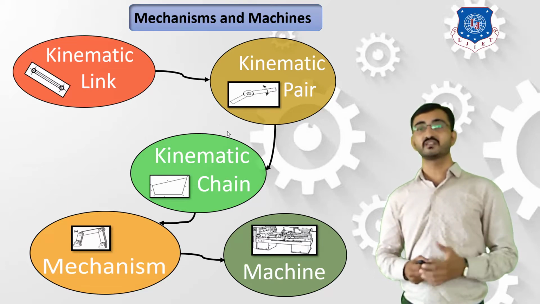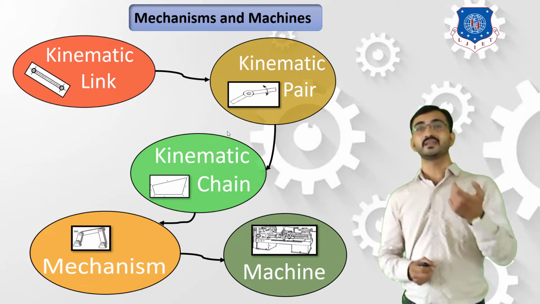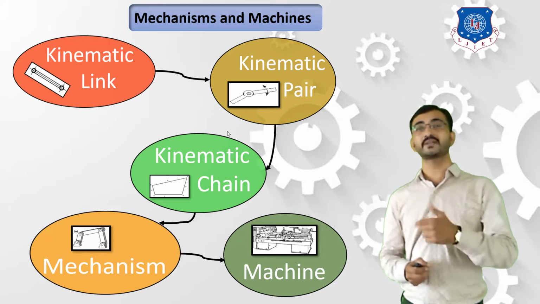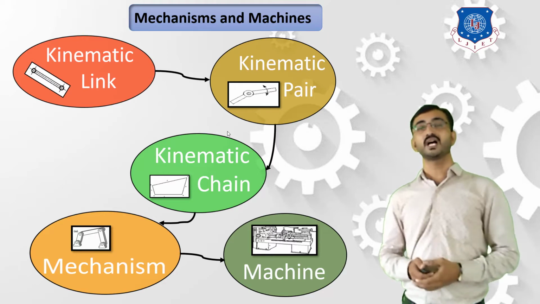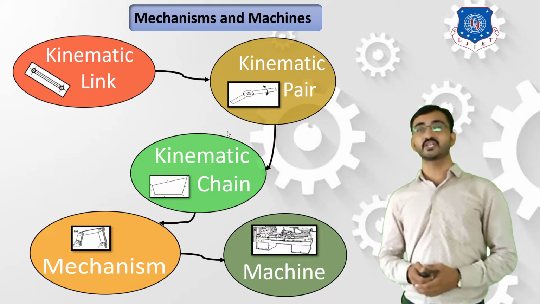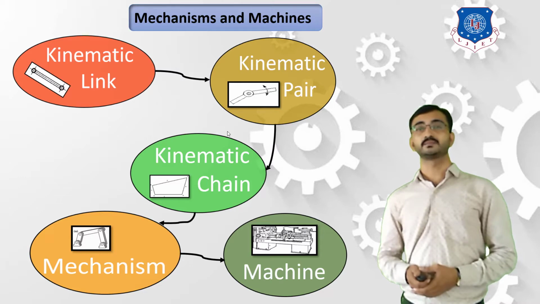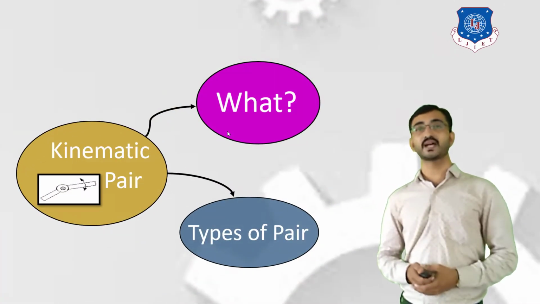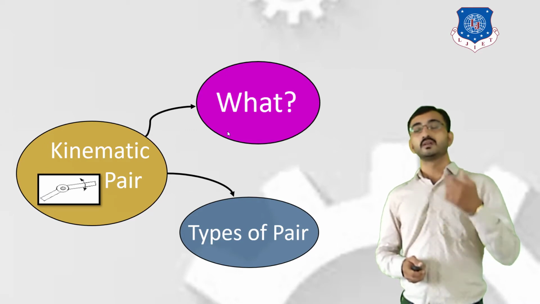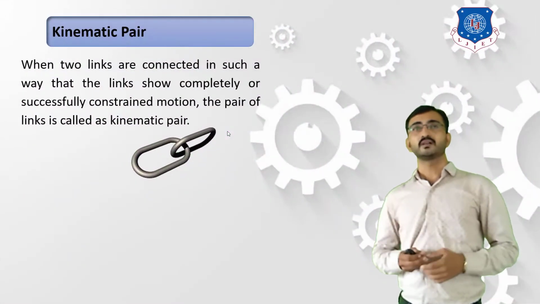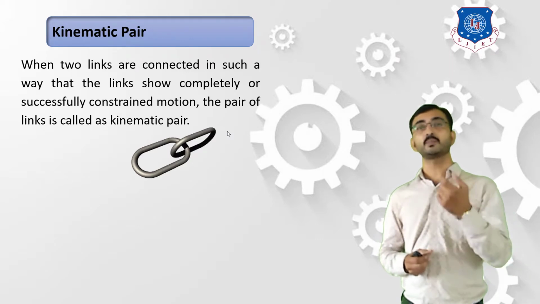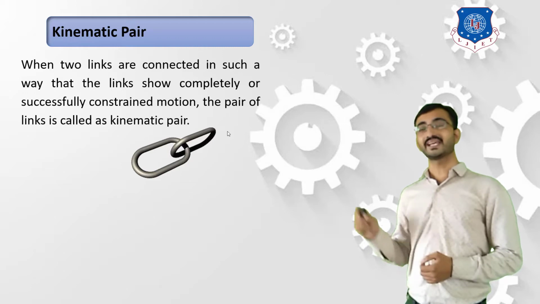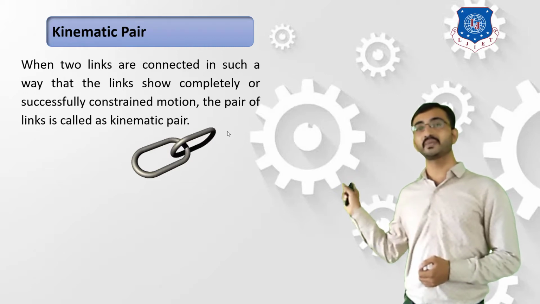In our previous session, we have learned that a kinematic link is nothing but an element which is having a relative motion with respect to the other element. Okay, so after learning about kinematic link, now in this session we will learn about kinematic pair. So let's learn what is kinematic pair and various types of kinematic pairs. Over here, as you can refer, let's learn first about the word pair. Now pair means combination of two objects. So over here, we can refer that this combination can be termed as a pair.